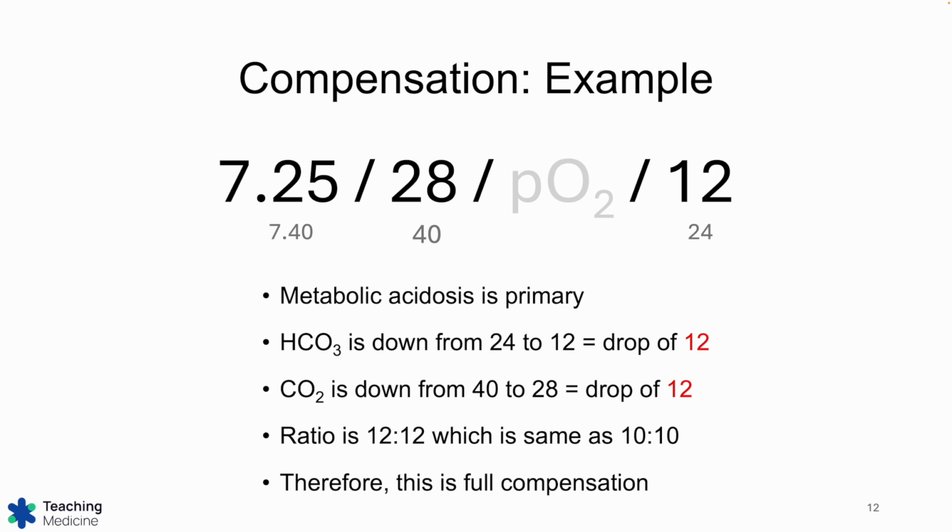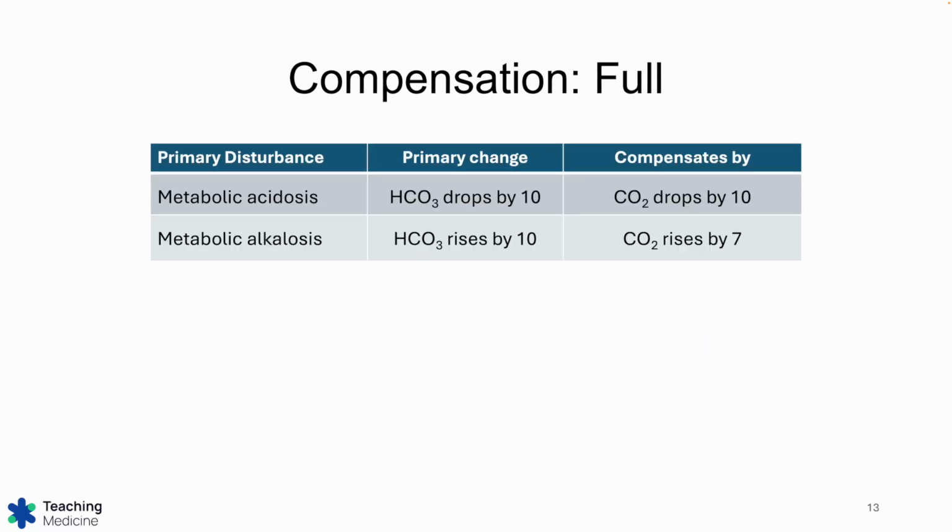And you can see the pH is not that far below 7.35. So full compensation, it undercorrects. It is not a normal pH. It is still acidemic. And based on these ratios, we have full compensation.